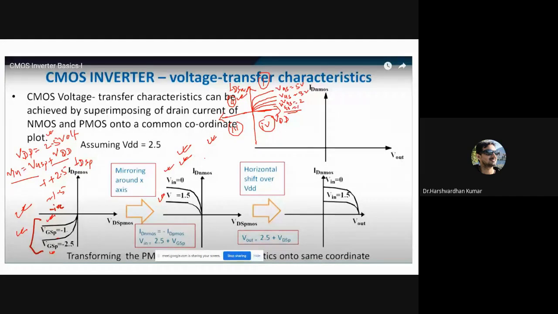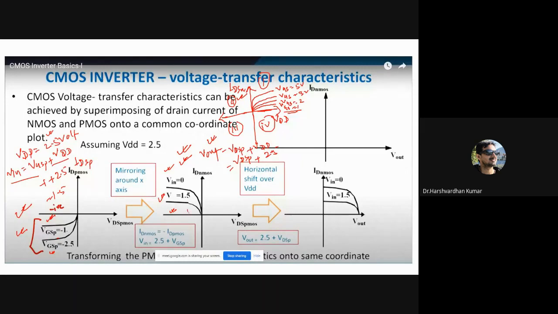Now, for the PMOS transistors, what is the expression for Vout? If you remember, Vout is equal to VDSP, the drain to source voltage, plus VDD. VDD we have already assumed is 2.5. So now the graph is here, in the second quadrant. From the third quadrant, we have shifted to the second quadrant.